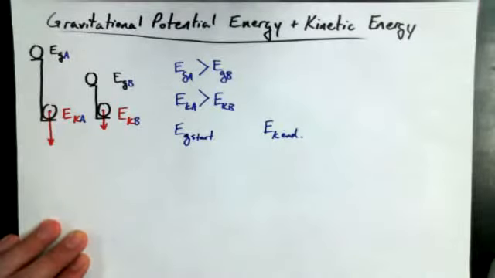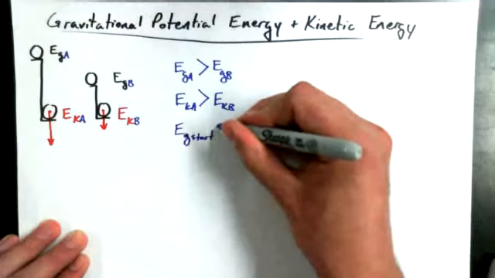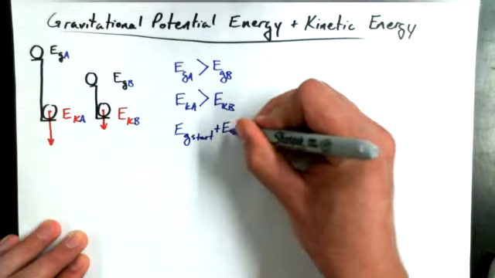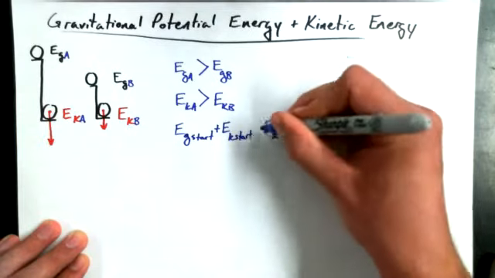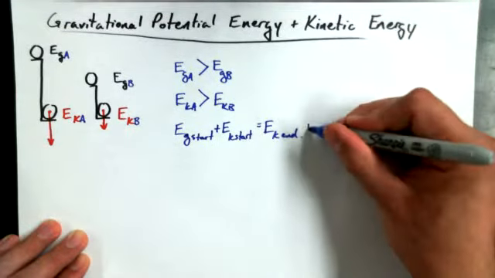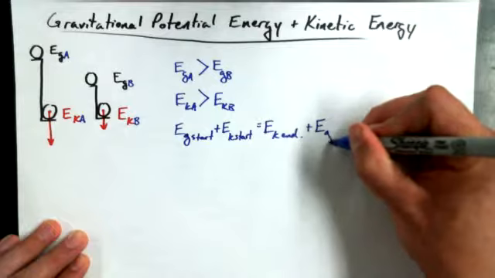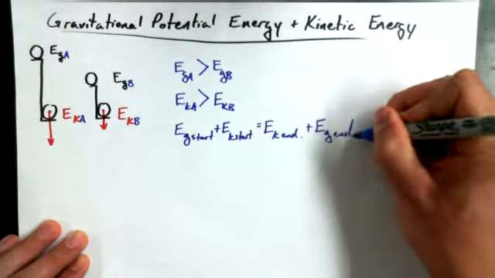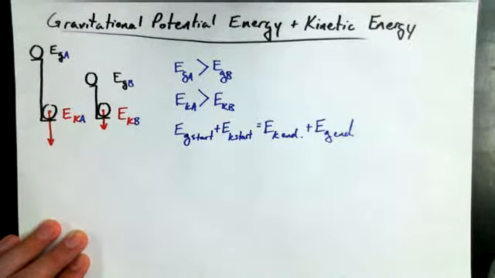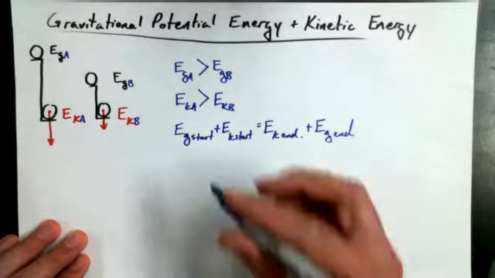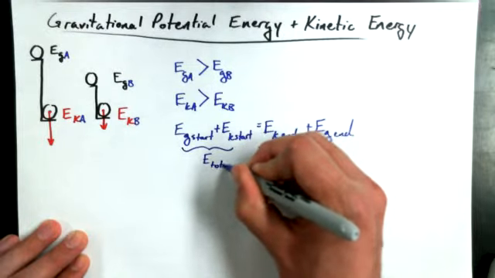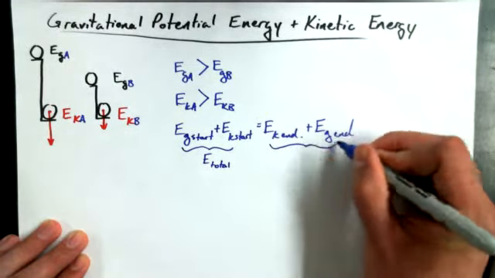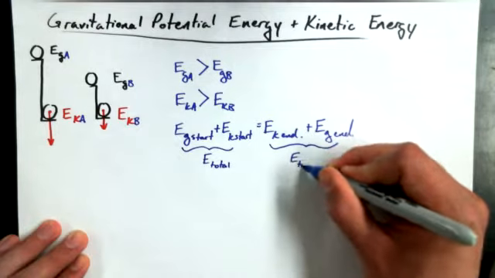Well, you might even go one further than that. You might say Eg at the start plus Ek at the start equals Ek at the end plus Eg at the end. And that's probably true. This is kind of like saying the total energy that I start out with is going to be equal to the total energy that I end with.